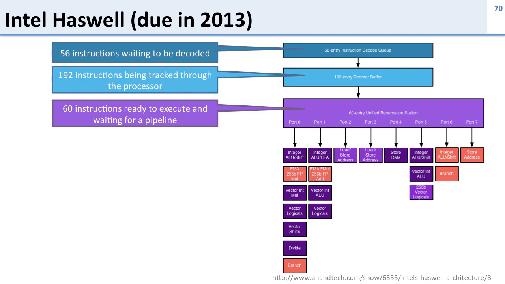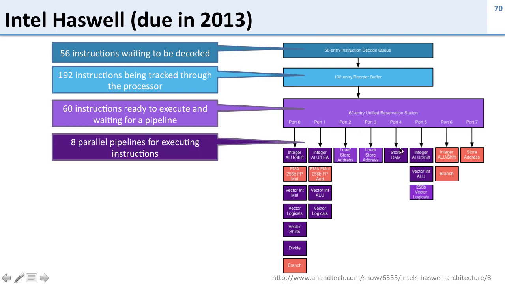We have 60 instructions that are ready to execute and are just waiting for a pipeline to use. And as you can see here, we have 8 different pipelines. So 8 parallel pipelines here that can do different numbers of things. Now to support this whole processor, we have 168 entries in our register file. So this is a little larger than the 32 that we have in MIPS.